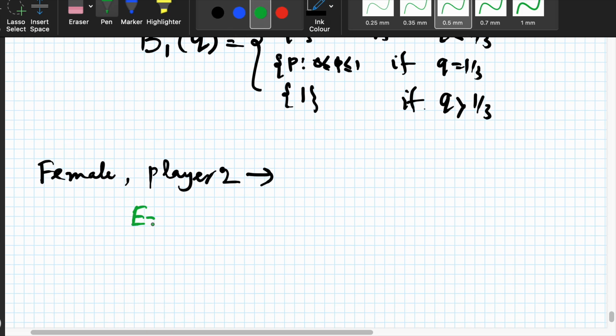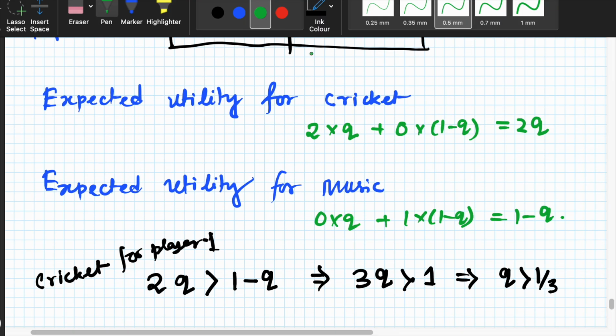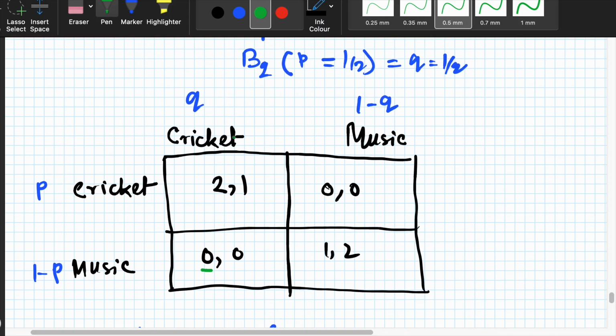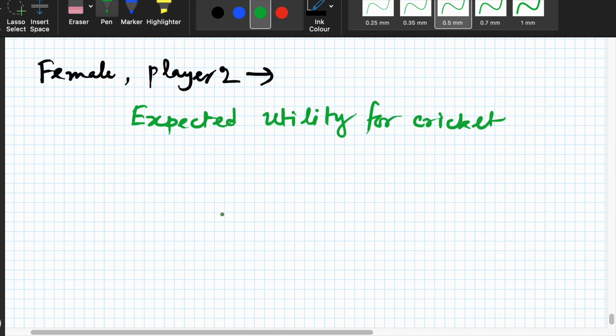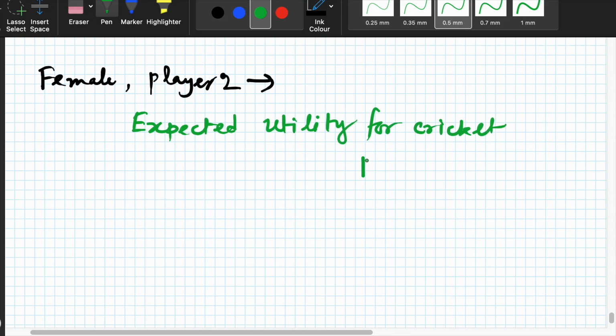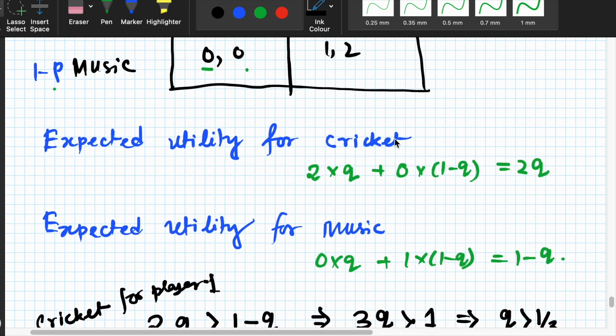For player 2, expected utility for cricket is: if he plays cricket with probability 1, with probability p he will get 1, and with probability 1 minus p he will get 0. So the expected utility will be p into 1 plus 0 into 1 minus p. So p will be the expected utility.